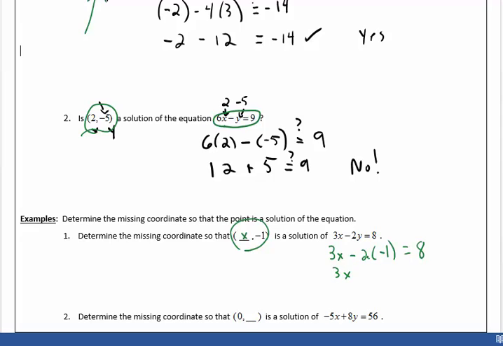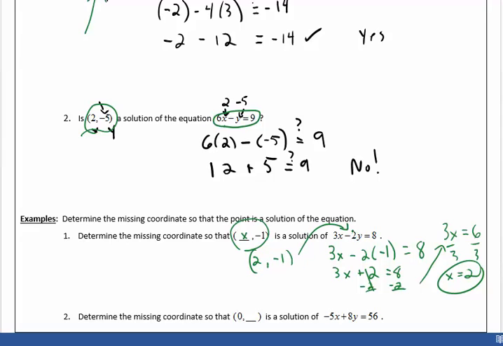So let's do that. -2 times -1 is +2. And then we just use our algebra skills to figure out what the missing coordinate is. 3x equals 6. Let me come over here. 3x would equal 6. And then I divide by 3, and I get my x value of 2. Okay, so that fills in my blank. (2, -1) would satisfy this equation if I plug in 2 for x and -1 for y.